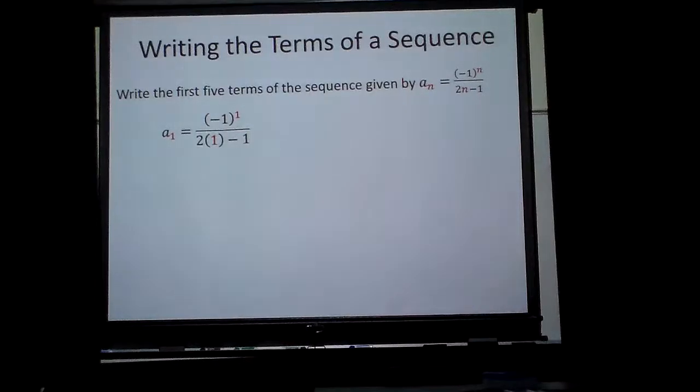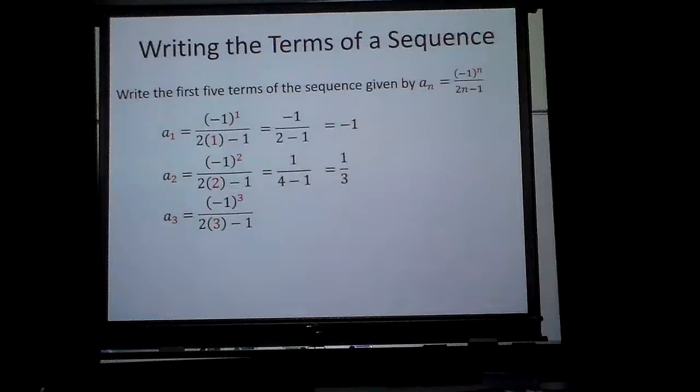I'm just going to plug in the first power. Do my math. It's going to be a negative up here at least. 2 times 1 will be 2 minus 1 is going to give me negative 1 for an overall answer. Now I'll do the second one. It's going to be a positive, and 2 times 2 is 4 minus 1, so I'm going to have 1/3. Notice my next one is going to be a negative on top, and 2 times 3 is 6, which gives me 6 minus 1, 5, negative 1/5.